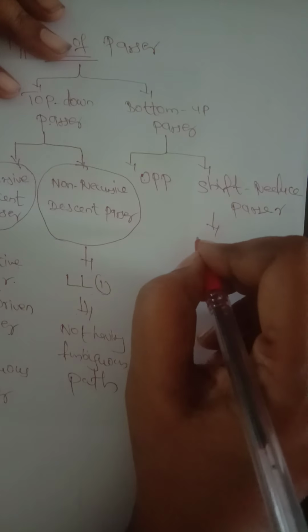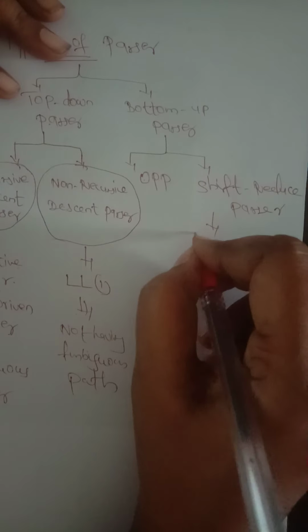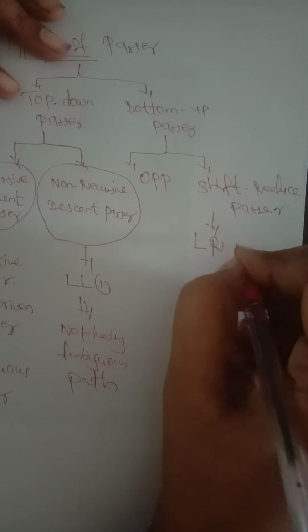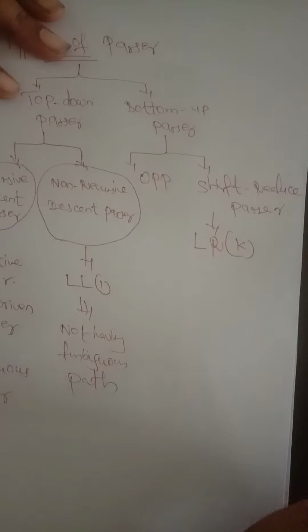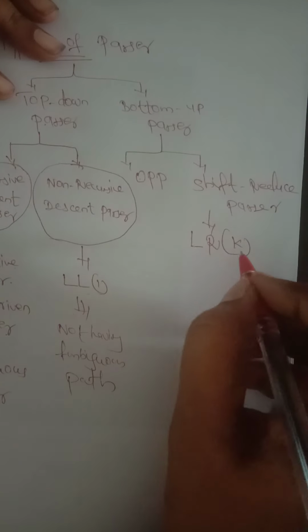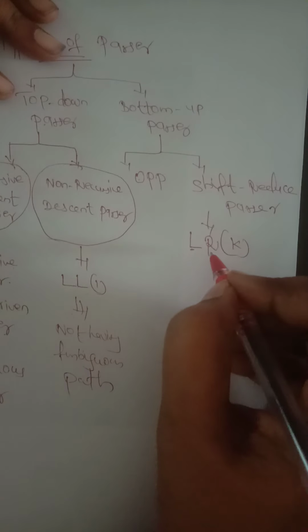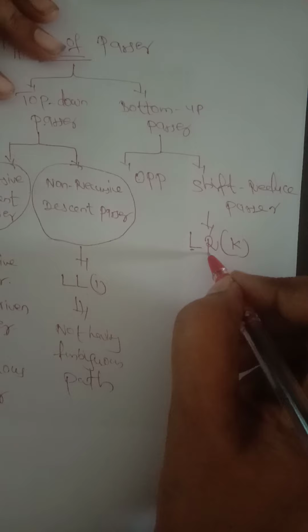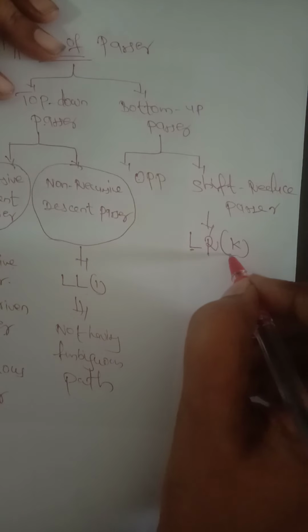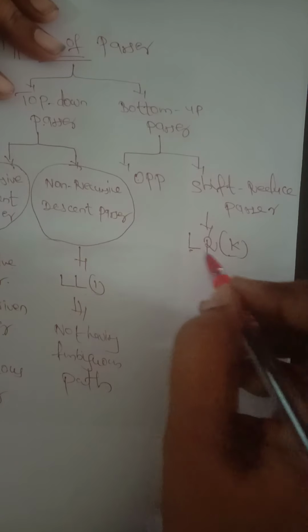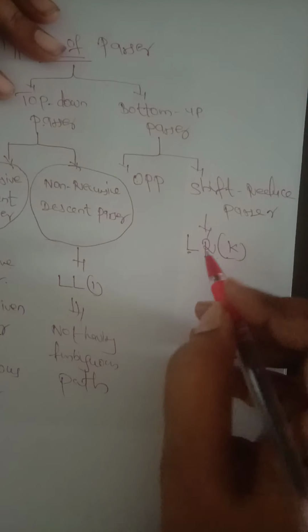What are the three categories? Here it is called the LR(K) parser. What is LR(K)? Left to right scanning of the input, then rightmost derivation of the parser with K symbols. So that is called the LR(K) parser.